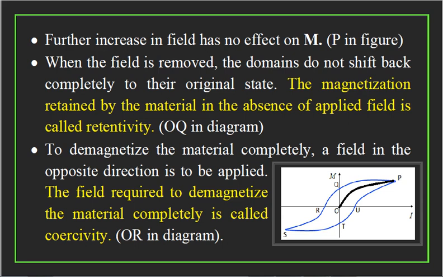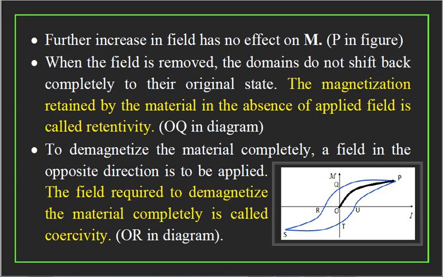Now if you want to demagnetize the material completely, then we have to apply a magnetic field in the opposite direction. So we will increase the magnetic field, that is, we will give a current in the opposite direction in the coil. So the magnetizing field will be in the opposite direction, so that the magnetism gained in the positive sense decreases and it becomes zero at this point.